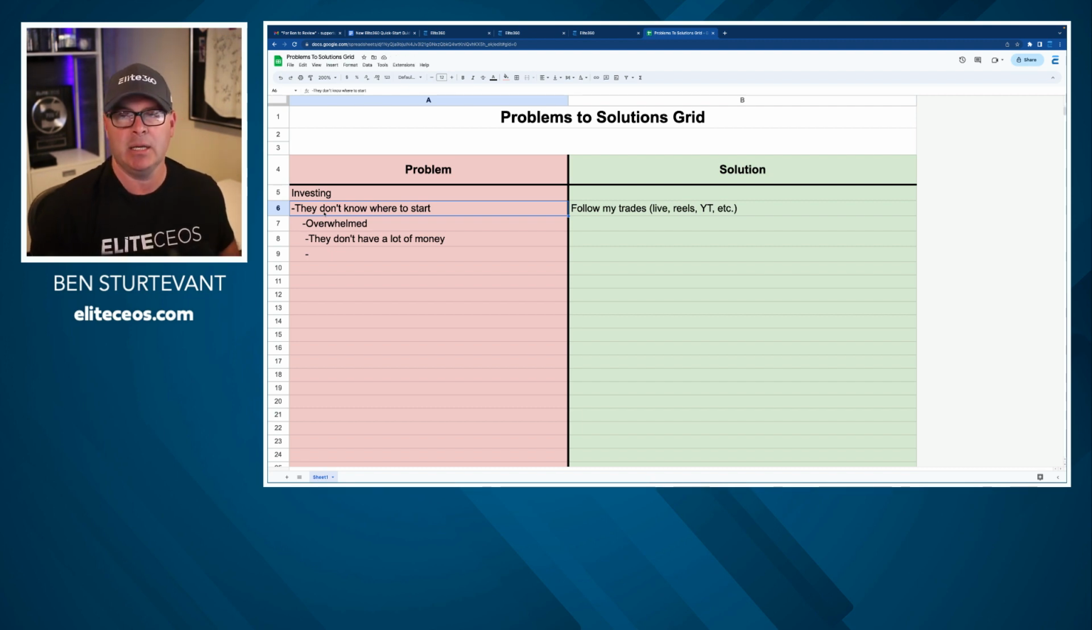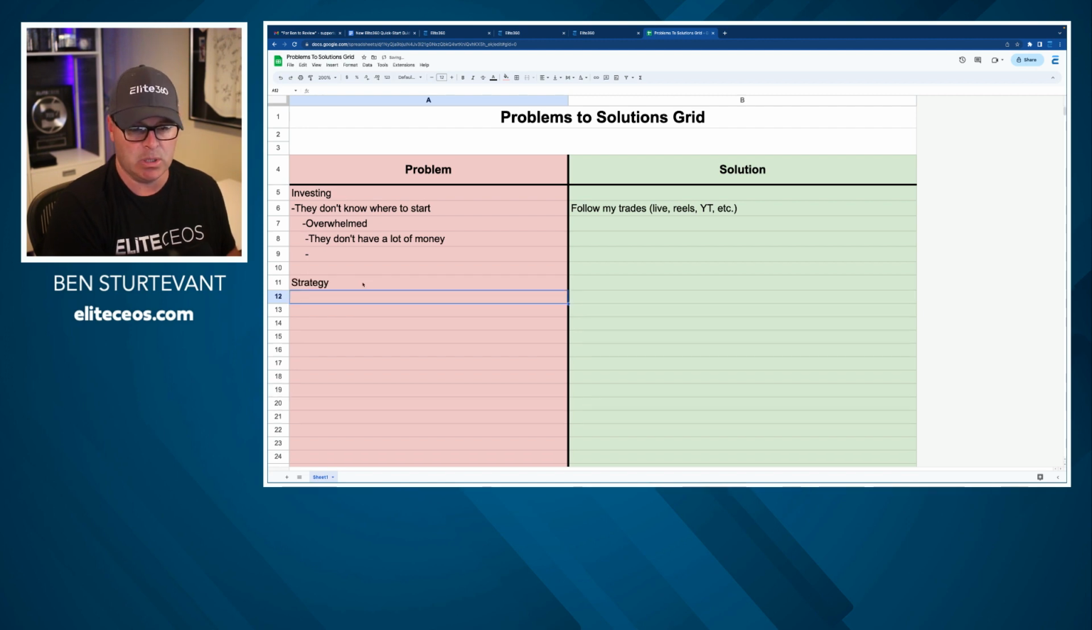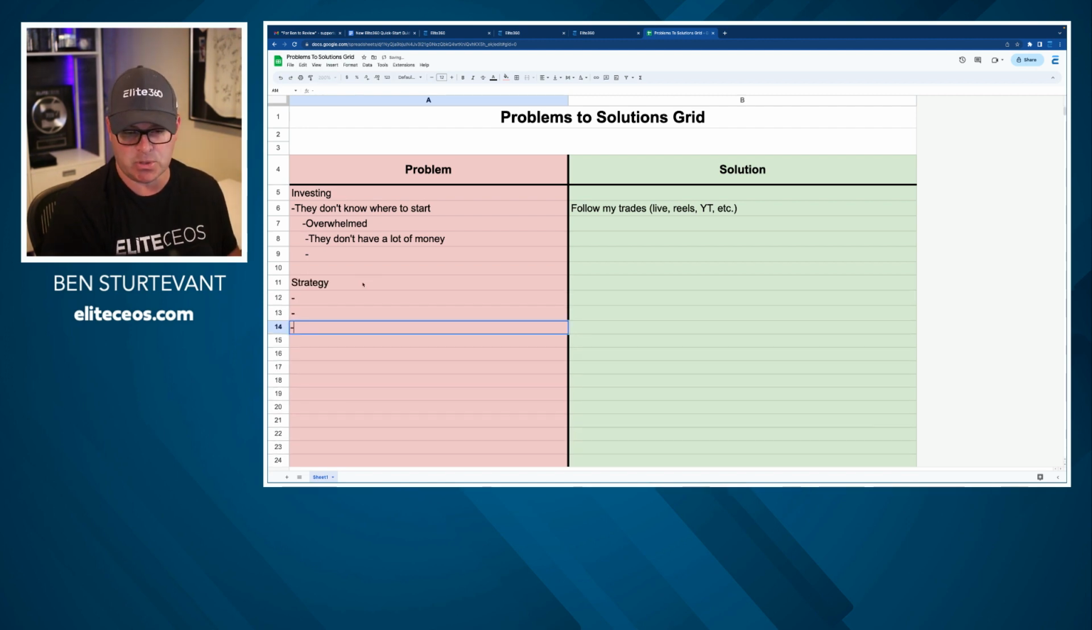Of course not, right? Then comes in strategy. Maybe that's the next sort of issue. They don't have a strategy. And you could do all kinds of different ones for the strategy. And all of these are just creating solutions.